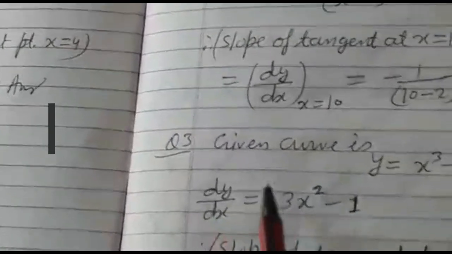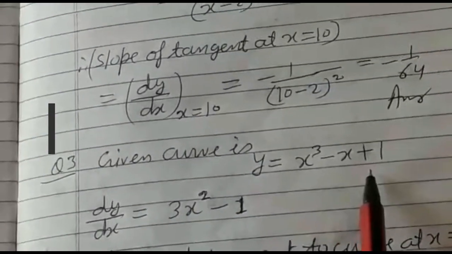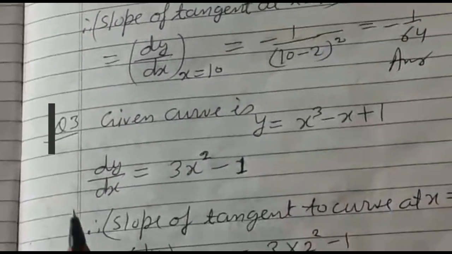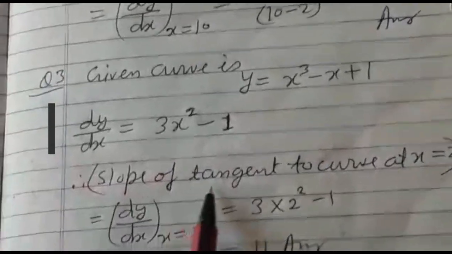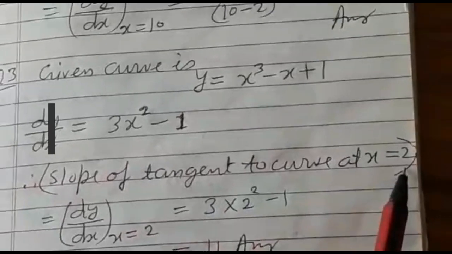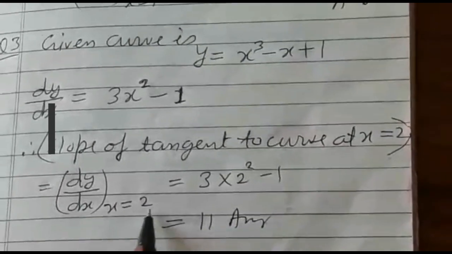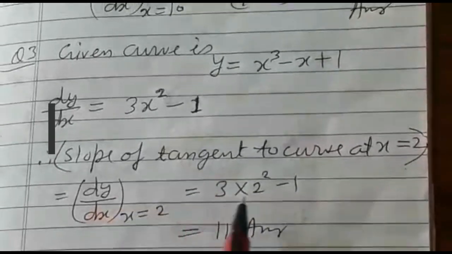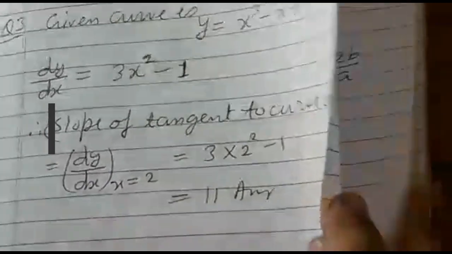Say question number 3 of the same exercise. Given curve is y = x³ − x + 1. So dy/dx = 3x² − 1, and we need the slope of the tangent to the curve at x = 2. Now put x = 2. dy/dx at x = 2 is 3 × 2² − 1, so the final answer is 11. So these are the things when we are taking the slope of the tangent.